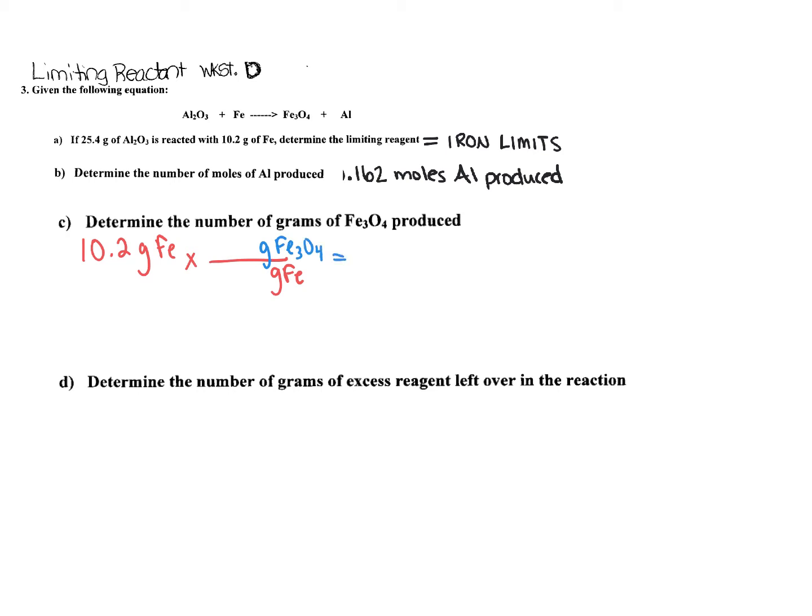The other way that we could solve this problem is that we could take the other piece of information we know, which is that we're going to make 0.162 moles of aluminum. And since we don't want moles of aluminum, we're going to put that on the bottom. And we want to figure out how many grams of iron oxide we're going to make. So we put that on the top. So pause the video for a second and see if you can figure out either way of doing this. You could do both ways, or you could do just one way. But pause it and see if you can figure it out.